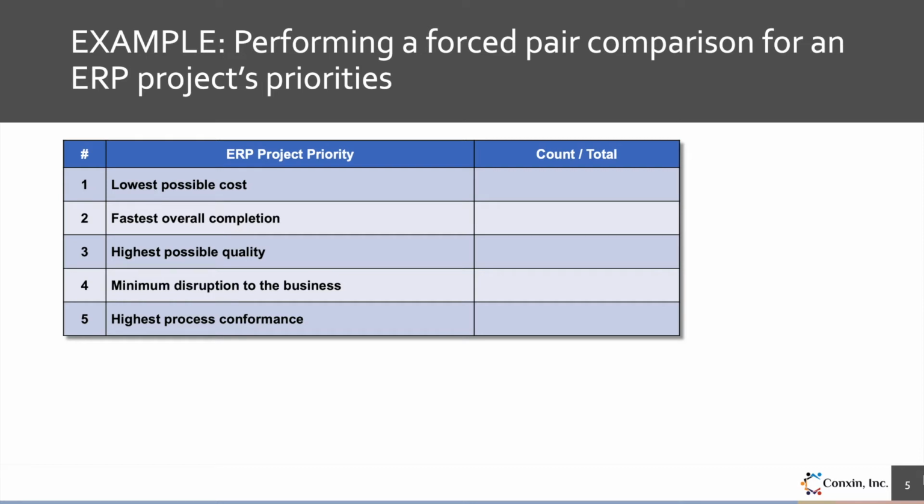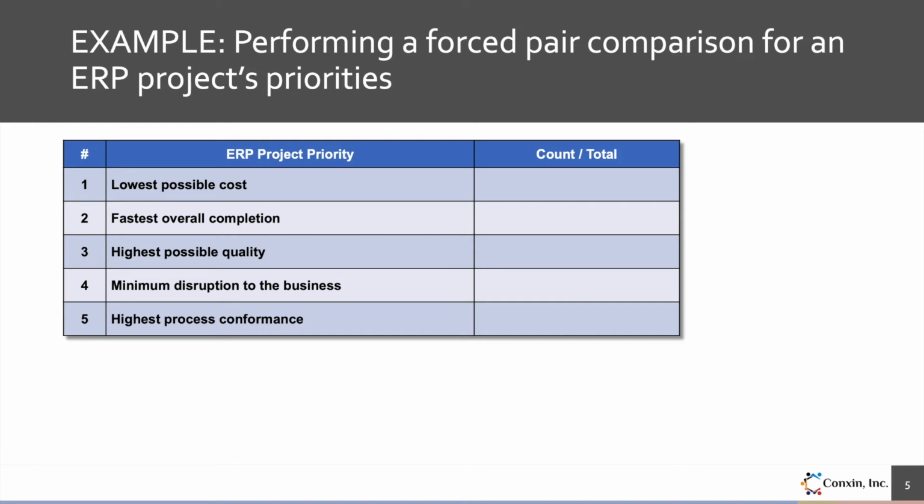The potential priorities were 1, performing it overall at the lowest possible cost. 2, the shortest duration. 3, the highest possible quality for the project. And we had measured quality in terms of the quality of the converted data, the end user satisfaction of the system, etc. 4 could be the minimum negative disruption to the business during the conversion process. And option 5, because they were changing business processes along the way at a very large number of locations, did they want the highest process conformance, everyone to work the same way, across the organization.